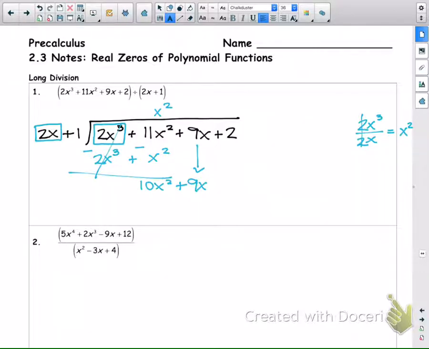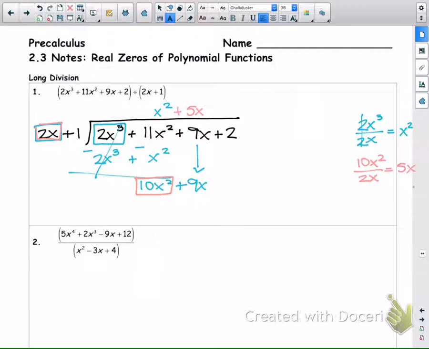So starting just where we started the last one, the next row now, we take the first term inside. First term inside, divide by first term outside. Again, I'm going to go out to the side here. 10x squared divided by 2x. This time, what's that going to give me? 5x. Where do I line that up on the top? Over the 9x right here, because they have the same exponent.